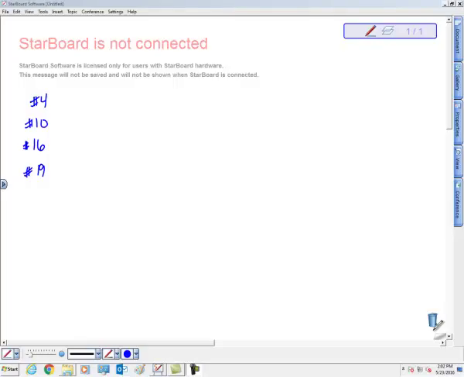From the crowd, we have some special requests. They want to see question number 4, 10, 16, and 19. So we're going to go ahead and get started. Let's check out number 4 first.